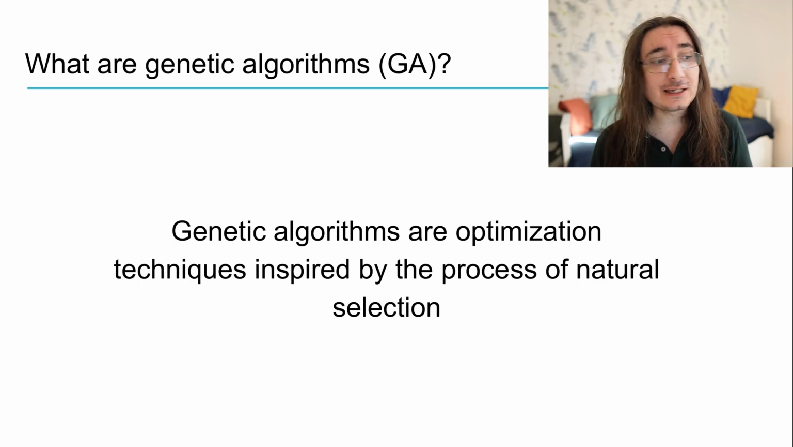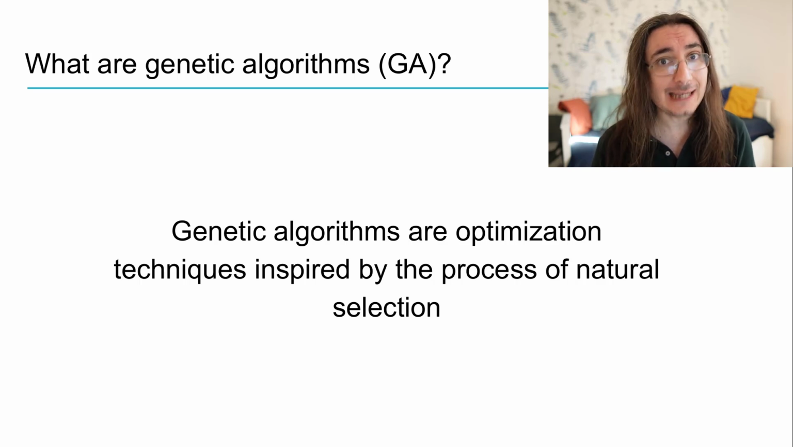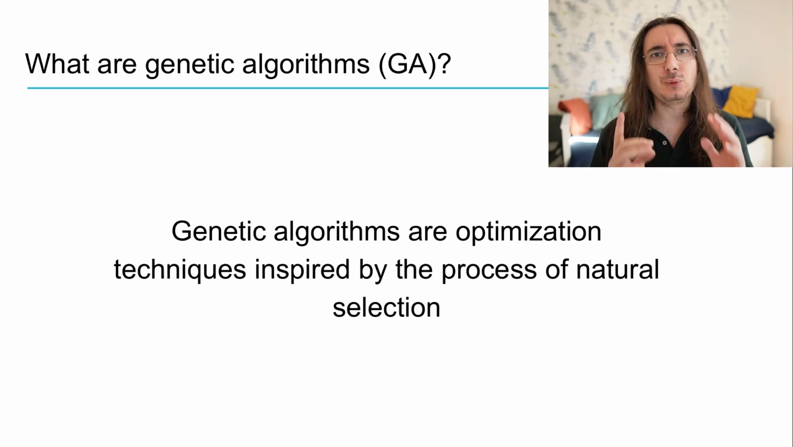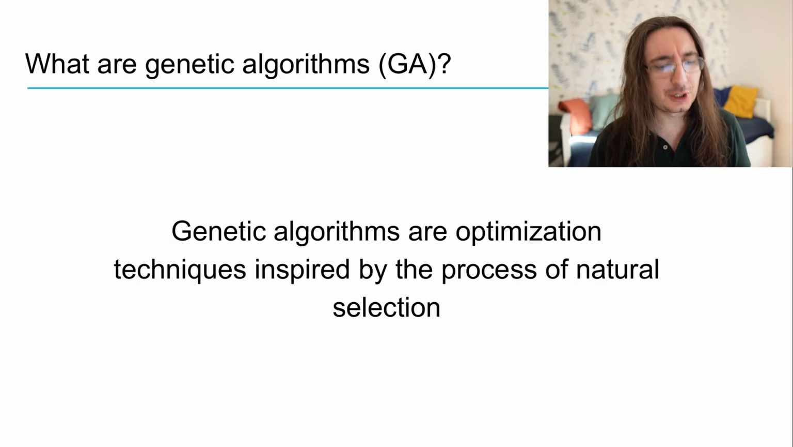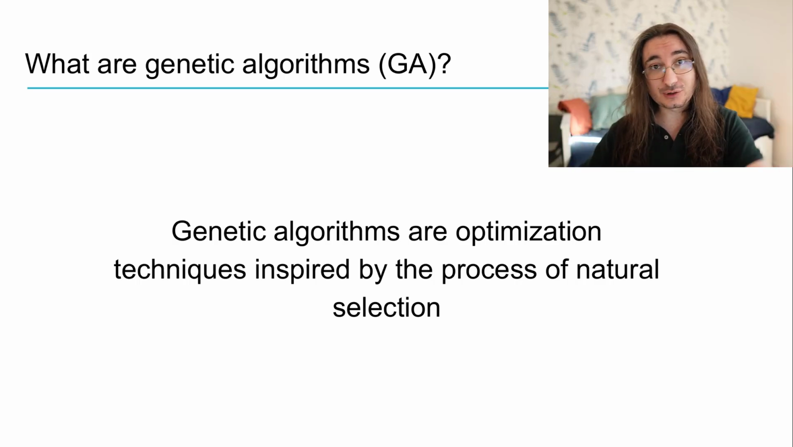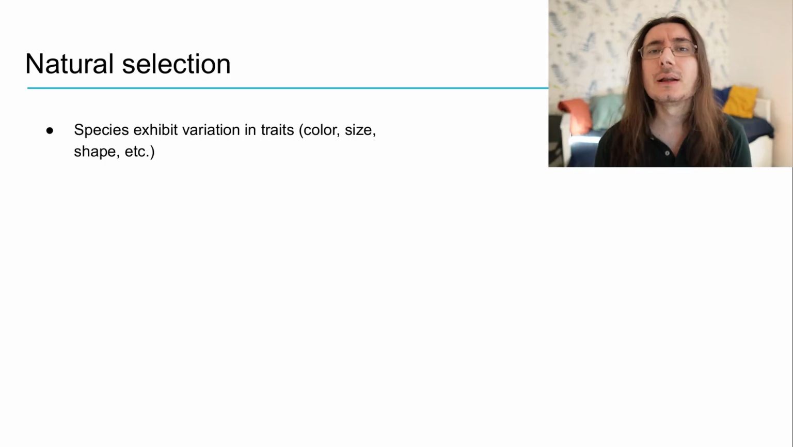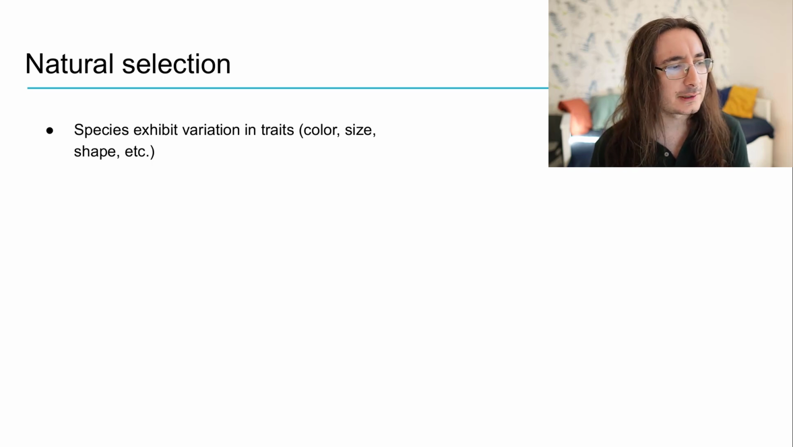In a nutshell, we can say that genetic algorithms are optimization techniques inspired by the process of natural selection. It is important that we understand this evolutionary process of natural selection well in the biological sphere, because this is going to be instrumental to understand genetic algorithms. So let's take a look at natural selection first.